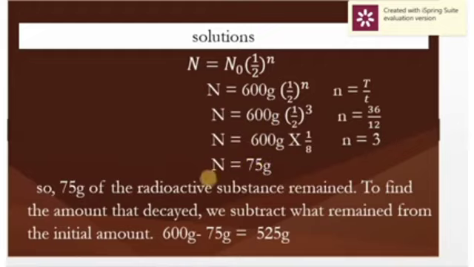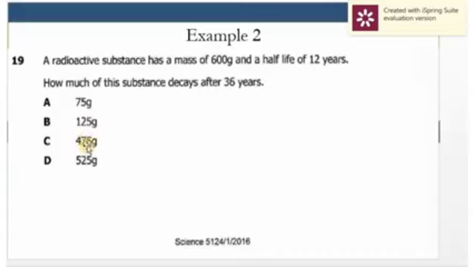So after finding that N is 75 grams, this is actually the amount that remained, but we want what decayed. Since the question is asking for what decayed, you proceed. So this is the explanation I made here to say 75 grams of the radioactive substance remained. To find the amount that decayed, we subtract what remained from the initial amount. So 600 grams was our initial amount. We subtract 75 grams and we get 525 grams as the amount that decayed. So in this particular question, the correct option was D, 525 grams.